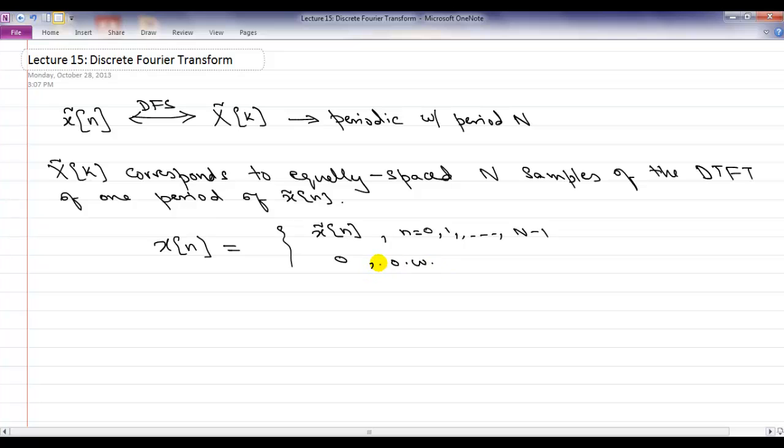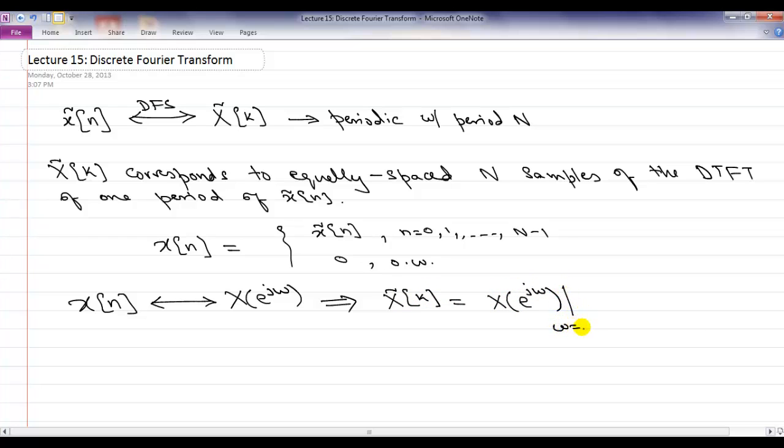So if we take a sequence by taking just one period of our periodic sequence, and associated with that sequence is the DTFT X of e to the j omega, then what we know is that x tilde of k is simply equal to samples of X of e to the j omega at omega equal to 2 pi k over N. Okay? So we divide between 0 and 2 pi in N intervals. We sample it at N points. And the discrete Fourier series coefficients are simply given by the discrete time Fourier transform at those points.